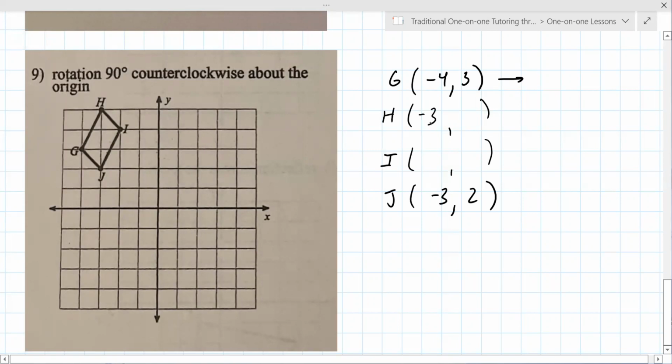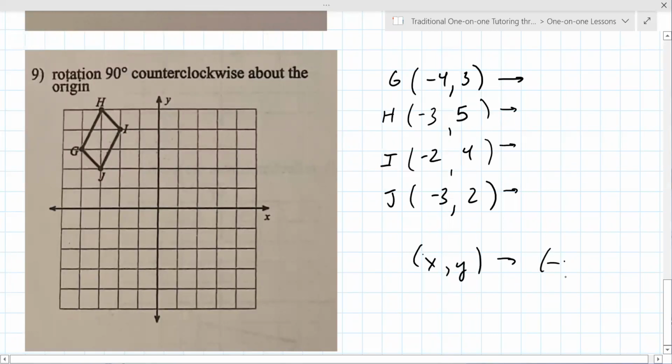And H is -3, 5. Good. And then the last one there, letter I. 2 or -2, 4. -2, 4. Yeah, good. All right, so the counterclockwise 90 degrees is the following.